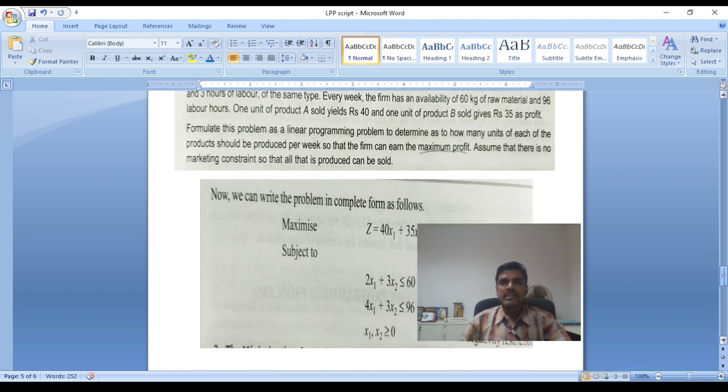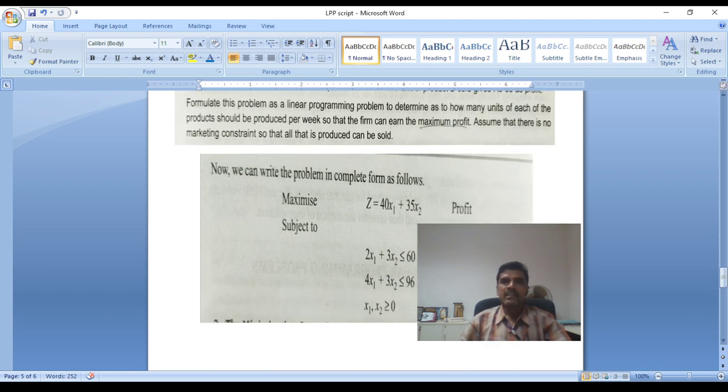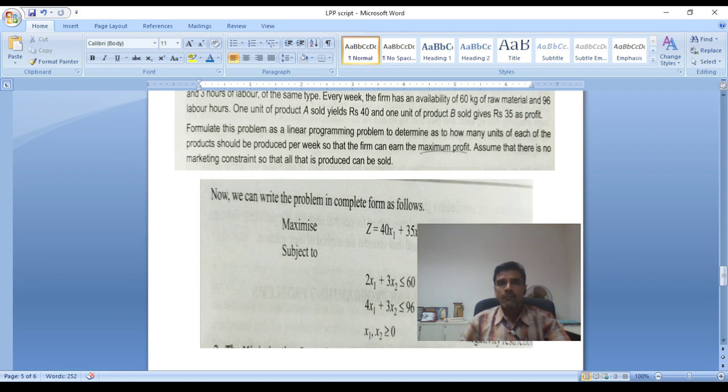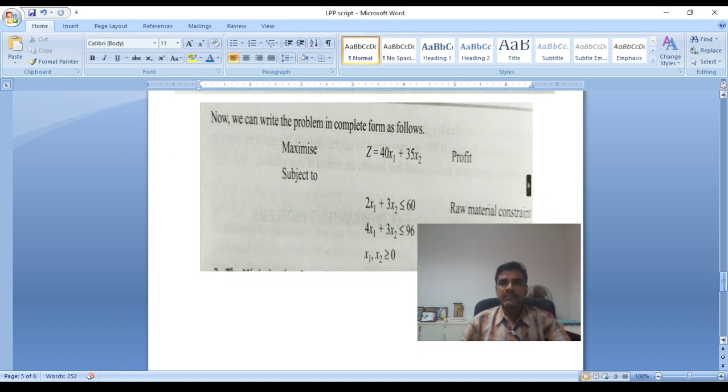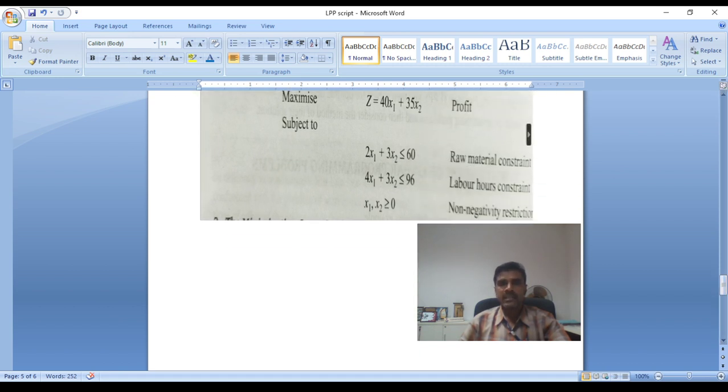Okay, well, so as I mentioned here, we can write the given statement in a mathematical problem form, which is maximize Z equal to 40 of first unit x1 and 35 of second unit, 35 x2. Subject to constraints. There we have two different constraints: one is raw material constraint and the other is labor hour constraint. So you can also include these two constraints.